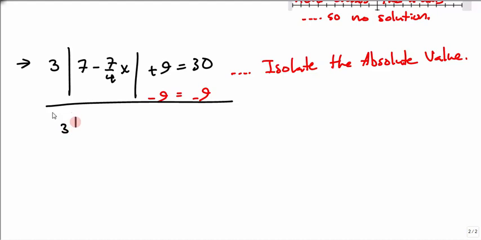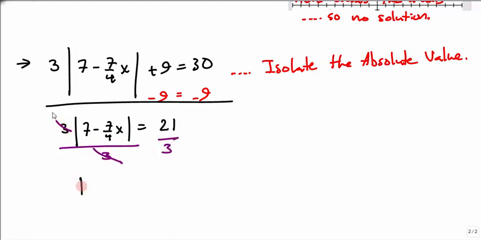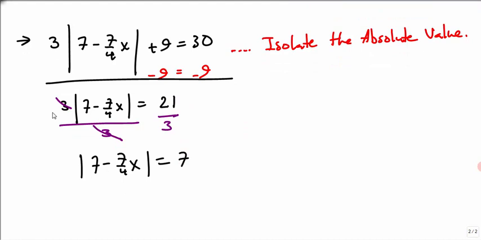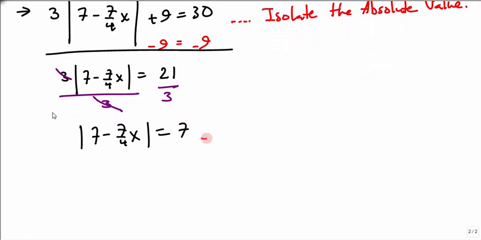So I have 3 times the absolute value of 7 minus 7/4 x equals 9 minus 9 cancel. 30 minus 9 is 21. And then, going in the same direction of isolating the absolute value, we divide both sides through by 3. The absolute value of 7 minus 7/4 x equals 7, since 21 divided by 3 is 7. And now we write out our cases.